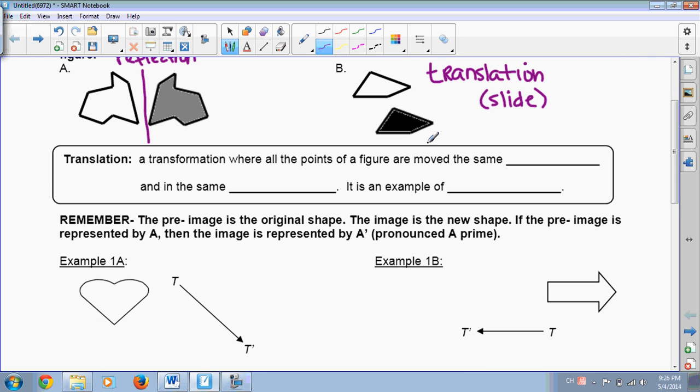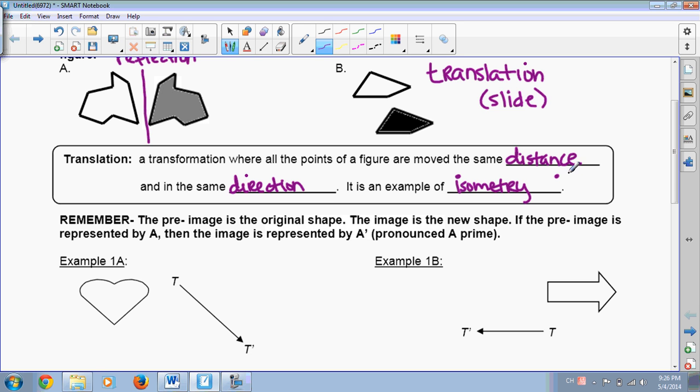Okay, so here's the formal definition of a translation. A transformation where all points of a figure are moved the same distance, and in the same direction. And this is an example of isometry. Isometry just means you're changing the figure from the first one to the second one, but you're not changing the size of the figure. You're just changing maybe where it is, the location, or something like that.